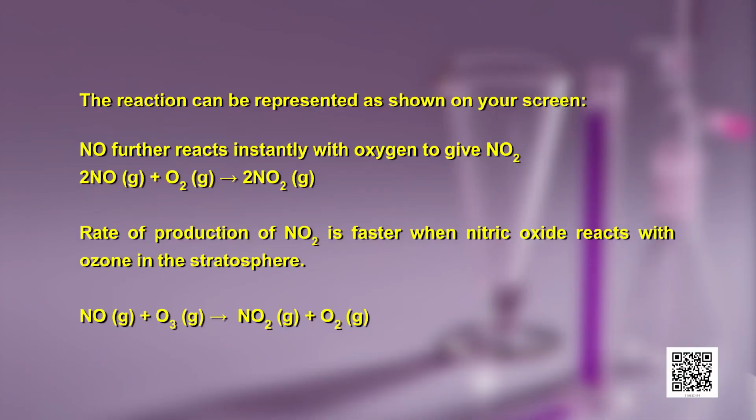The rate of production of NO2 is faster when nitric oxide reacts with ozone in the stratosphere layer, that is NO plus O3 giving NO2 plus O2. Now I will discuss the environmental impact of nitrogen dioxide.